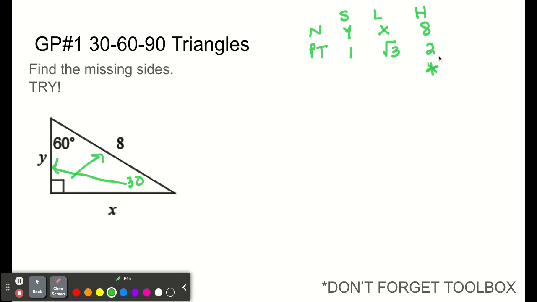So we have to use the ratio we're given both values for. That's going to be 8 over 2 is equal to, go ahead and find the short leg first, y over 1. That's going to leave us with just y equals 8 divided by 2, which we know is equal to 4.